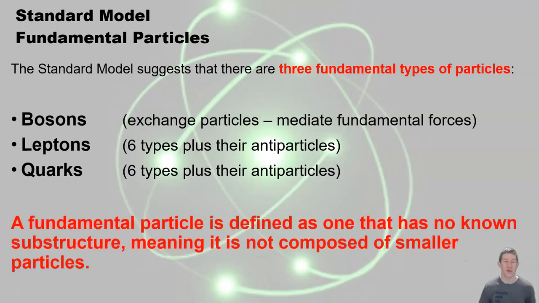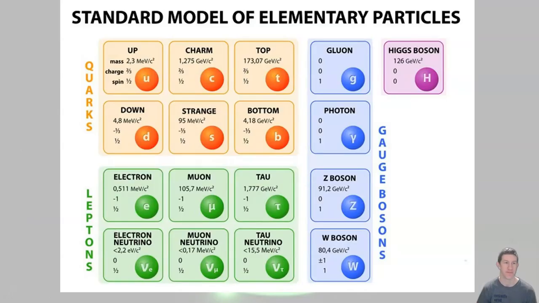So a fundamental particle is defined as one which has no known substructure. So it is the smallest possible particle of its type. Whereas before we thought the proton, electron, and neutron were fundamental, we later found out that's not the case. These things are the smallest known substructure of anything. So the bosons, leptons, quarks are what make everything up above that.